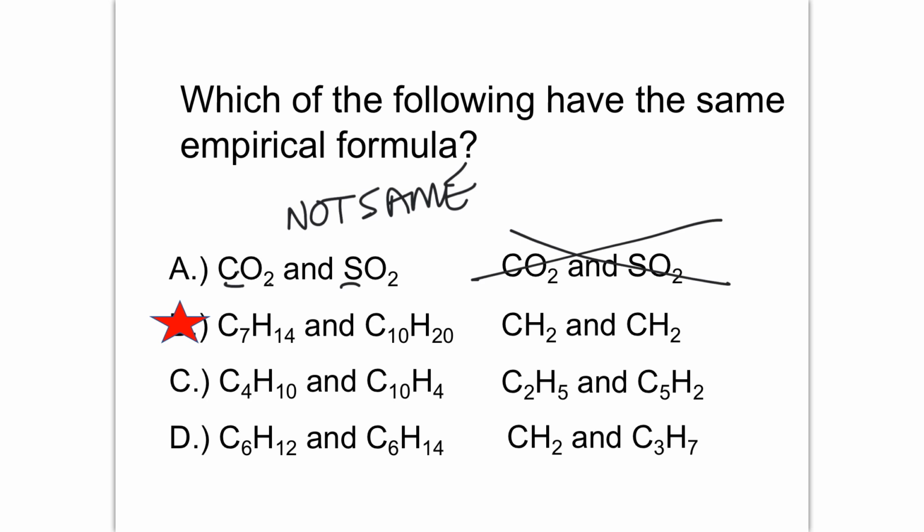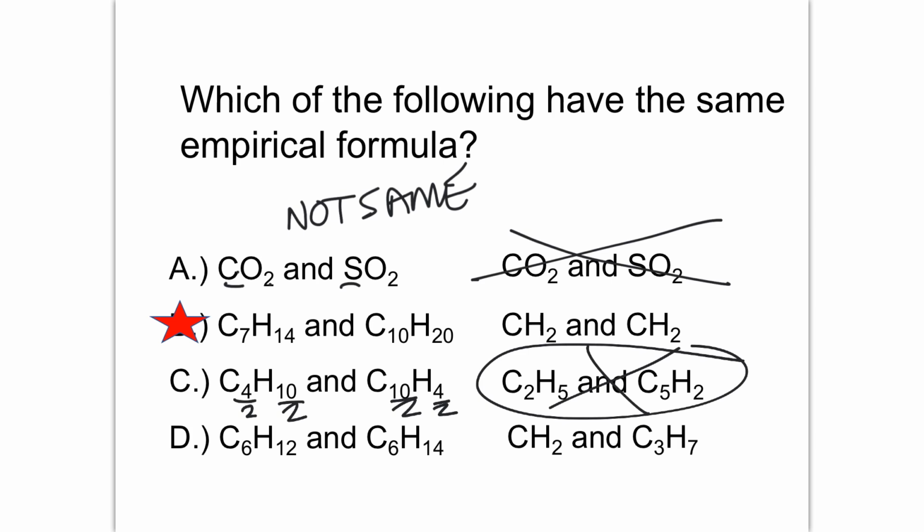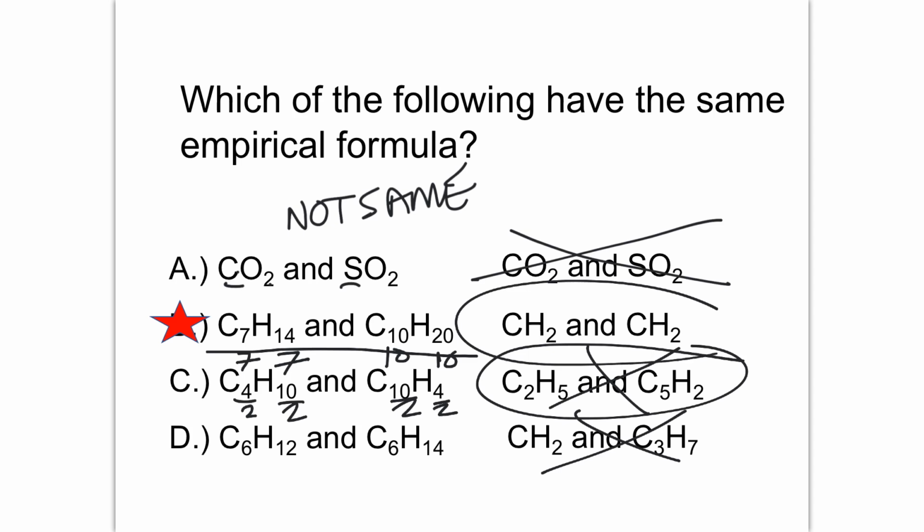So that's out. Even if you further reduce it and divide everything by 2, these are not the same. C6H12 and C6H14, well, the carbons are the same, but the hydrogens are different, therefore the ratio is different. So again, when you further reduce it to get the empirical formula, these are not the same. So the only answer is this one. And you can see here, if I divide this side by 7 and this side by 10, you're going to get CH2 and CH2.